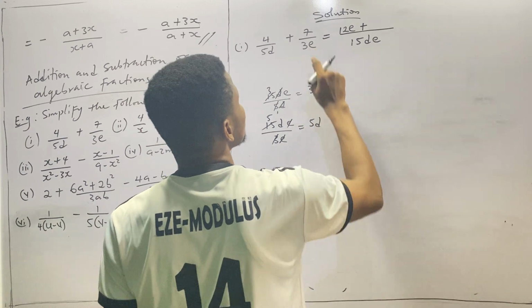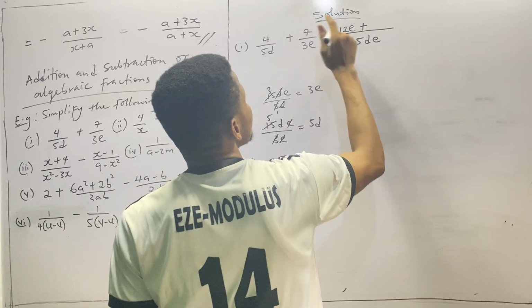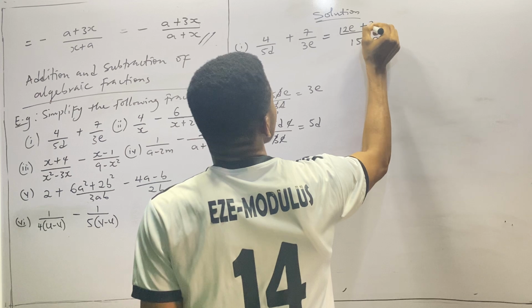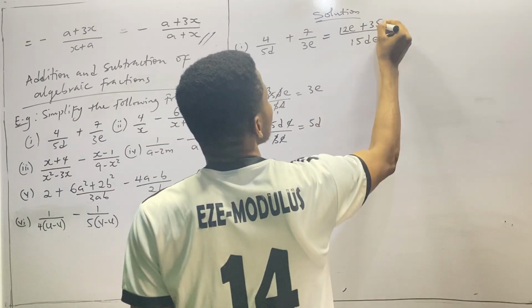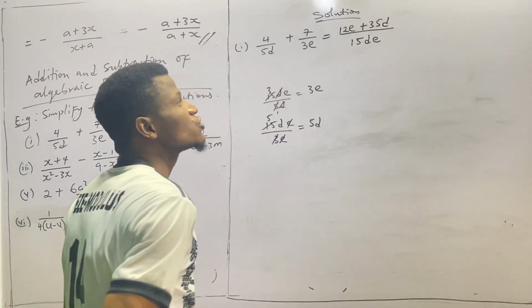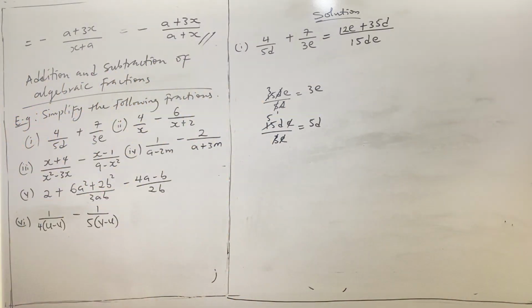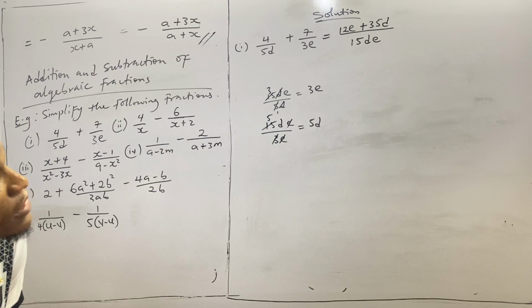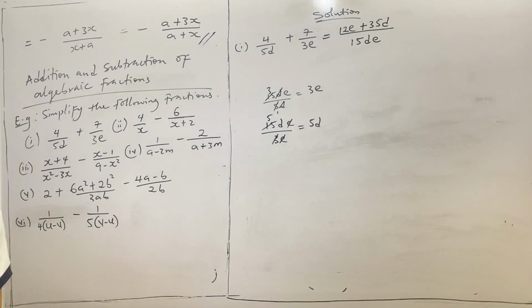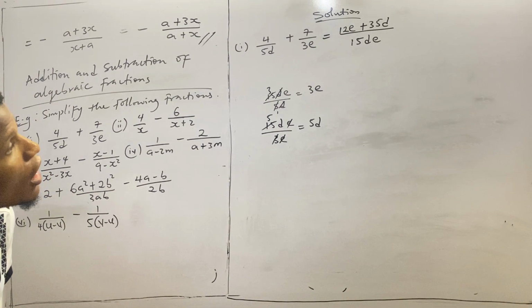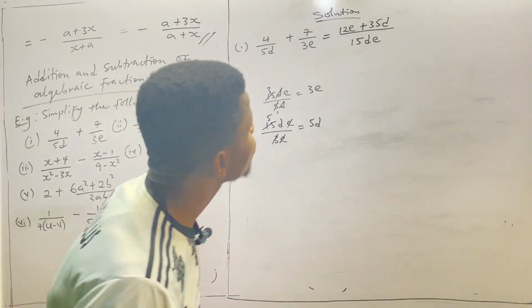So the 5d that remains, we multiply it with 7. 5 times 7 should be what? 35, right? The remaining d, so 35d. So this will be our final answer. We have added two fractions. All right, to be our final answer, is there anything to cancel?